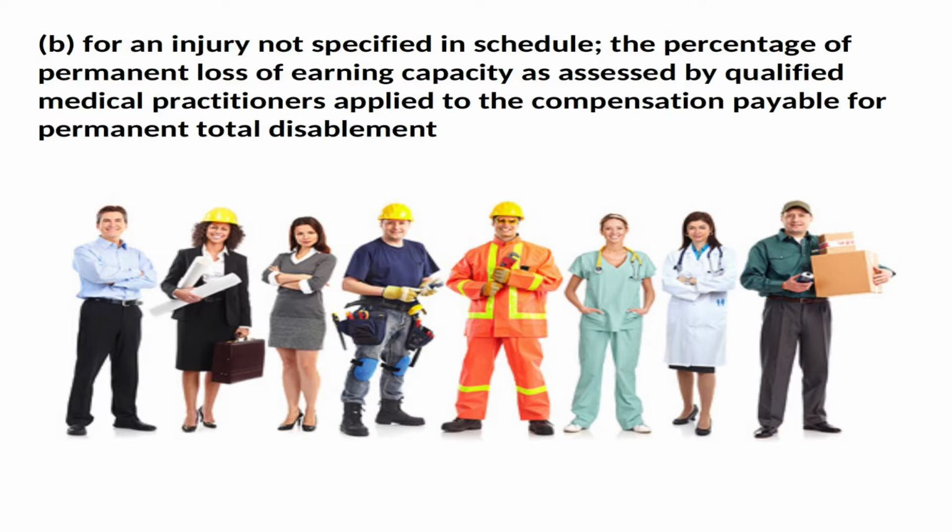Permanent partial disablement, for an injury specified in part 2 of the disablement schedule: the percentage of loss of earning capacity is applied to the compensation payable for permanent total disablement. For an injury not specified in the schedule, the percentage of permanent loss of earning capacity as assessed by qualified medical practitioners is applied to the compensation payable for permanent total disablement.